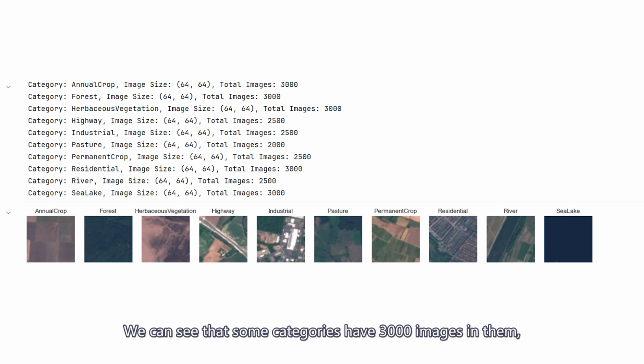We can see that some categories have 3,000 images, some have 2,500, and some only have 2,000. In total, there are 27,000 images of 64 times 64 pixel size.